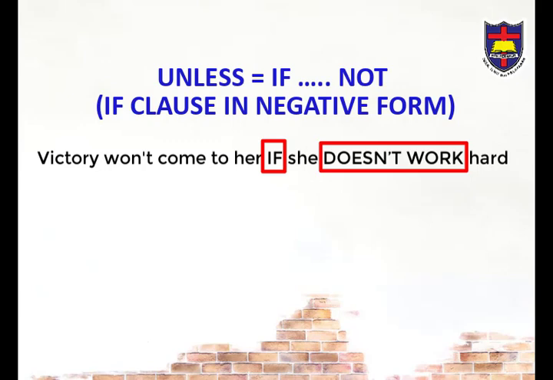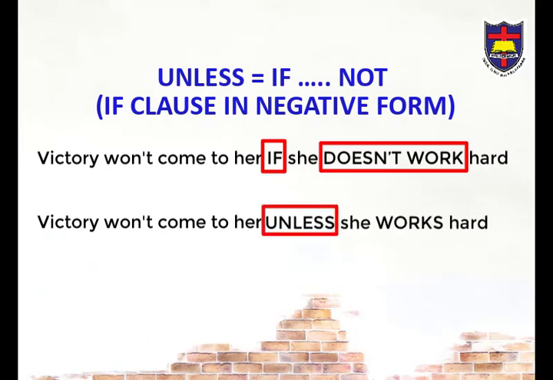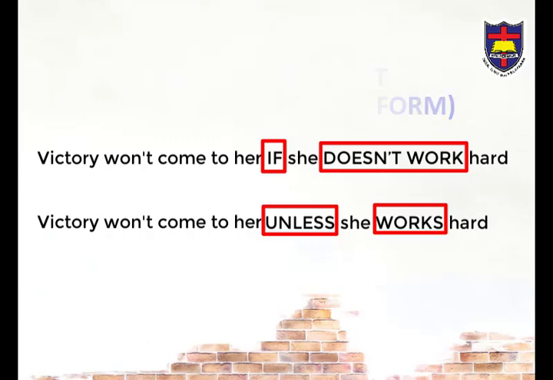Let's change the if clause into unless. Copy the main clause first, then replace the conjunction if with unless. Then change the clause into affirmative. The verb doesn't work is the negative form of present simple. When we change it into affirmative, it becomes works. The result becomes victory won't come to her unless she works hard.